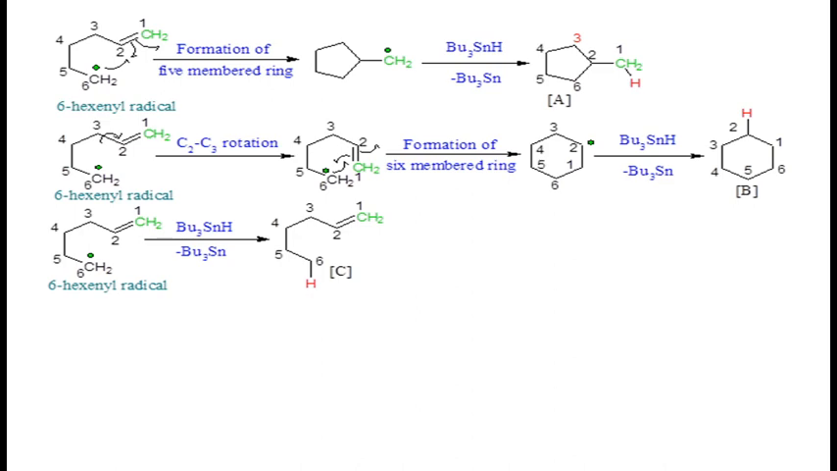See the first way of reaction. The radical carbon at position 6 adds to the carbon-carbon double bond in such a way that there is formation of a 5-membered ring, and there is formation of this radical. This radical abstracts hydrogen from tri-n-butyltin hydride, and there is formation of methylcyclopentane.